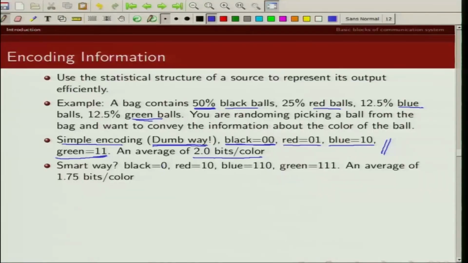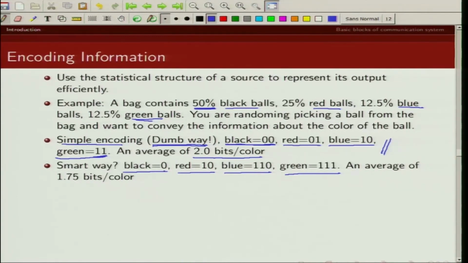So ideally what should I be doing? I should be representing black color with a smaller number of bits and green color with more number of bits, because black is occurring more frequently. So a smart way of doing this could be: I am using 0 to represent a black ball, 1 0 to represent a red ball, 1 1 0 to represent a blue ball, and 1 1 1 to represent a green ball.